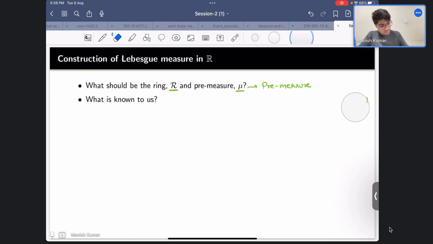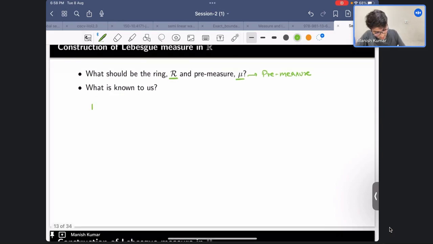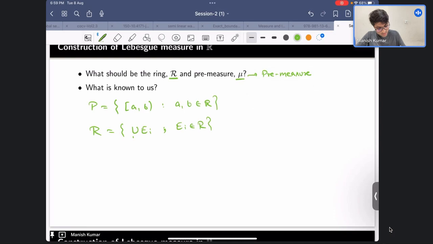Okay. So let's start this whole discussion about this Lebesgue measure. So what we can do, we define this initial P. P will be the collection of (a, b] where a, b belong to R. This is the initial set P. Now R you can define as the collection of finite unions of such sets, so it is basically the union of E_i, where E_i belong to P, with i equal to 1 to n. You know that this is a ring.